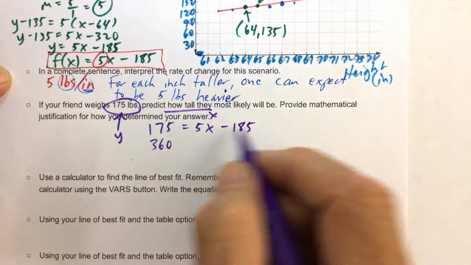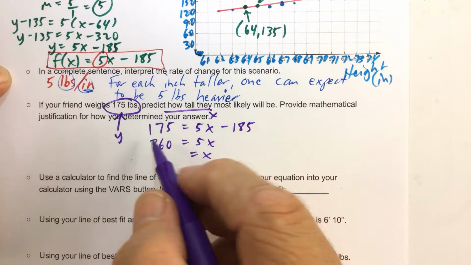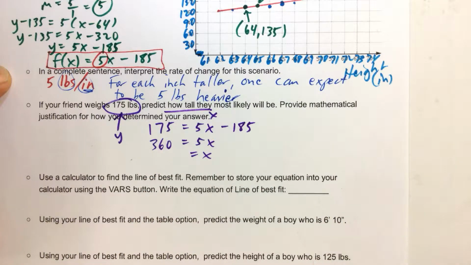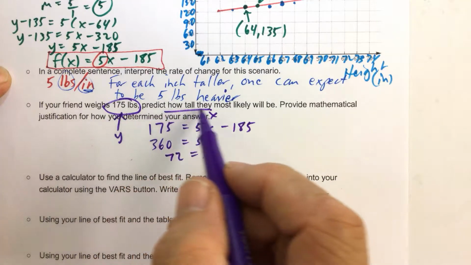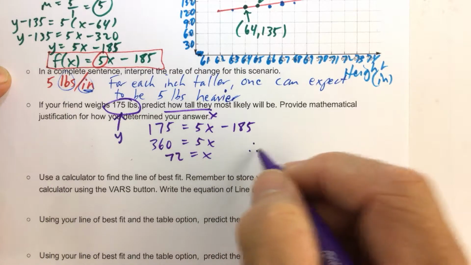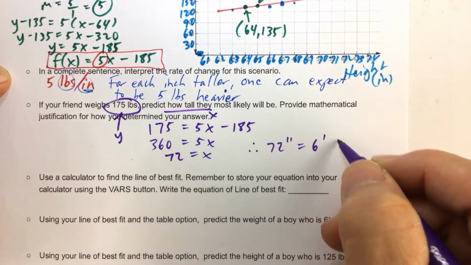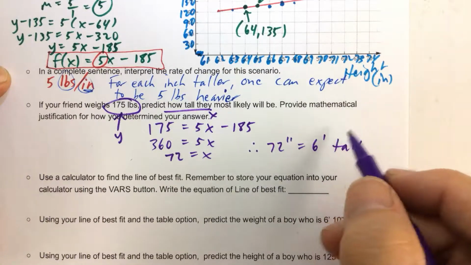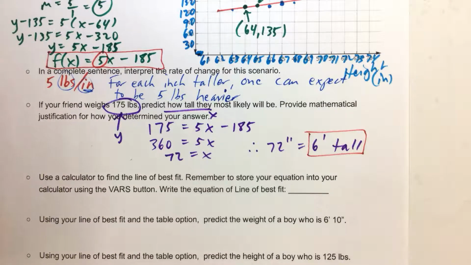180 and 180, so that's 360 equals 5x, and 360 divided by 5. What's 360 divided by 5? That's 72. So one would expect to be 72 inches tall, therefore about 6 feet tall, who weighs 175 pounds. So that's how tall one would expect to be.